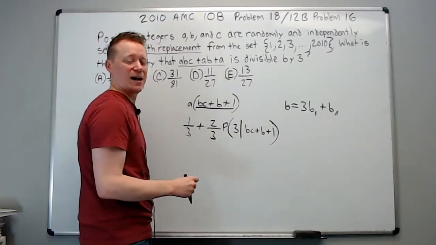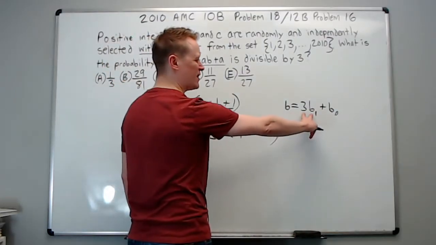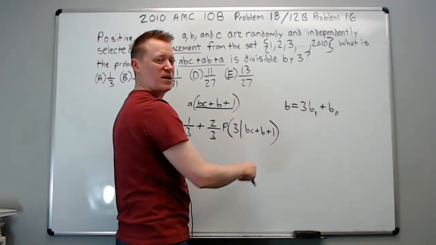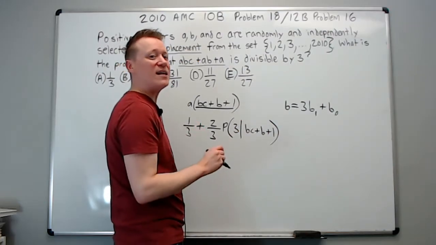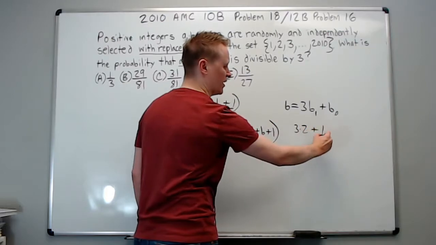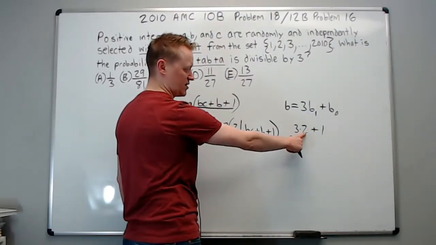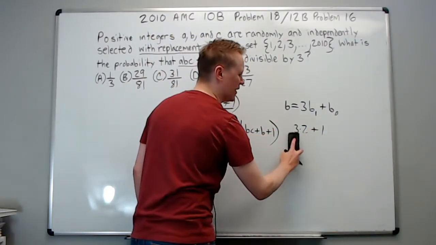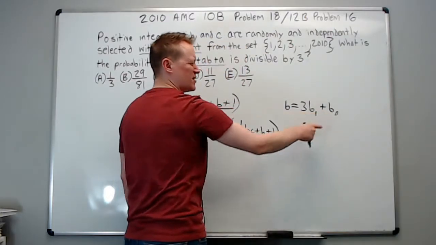B sub 0, we'll say. So this works for any number. Any integer can be written like this, and it can be uniquely written that way. For example, 7 would be 3 times 2 plus 1, where b sub 1 is 2 and b sub 0 is 1. Now, if it's the remainder, what's it the remainder of?